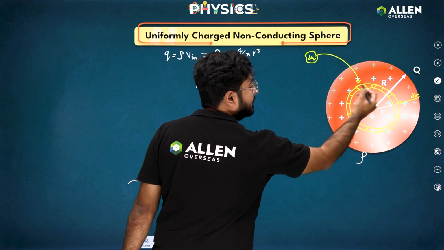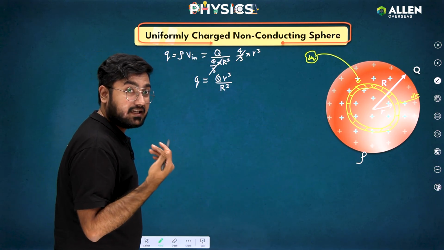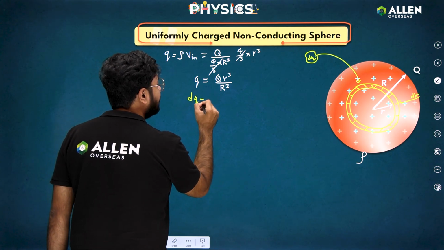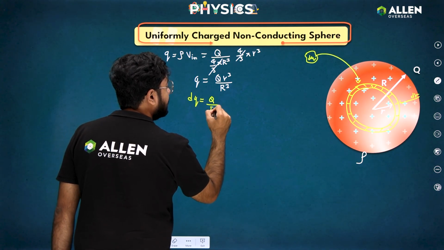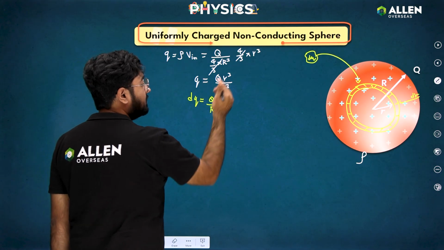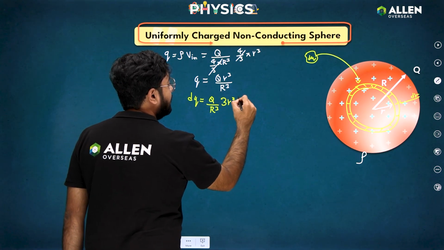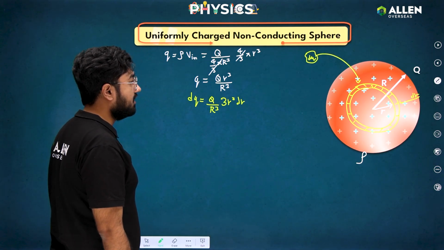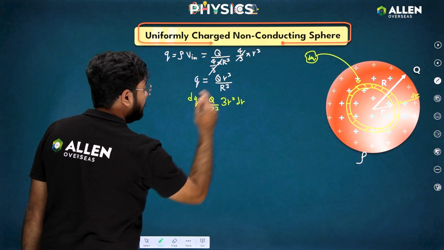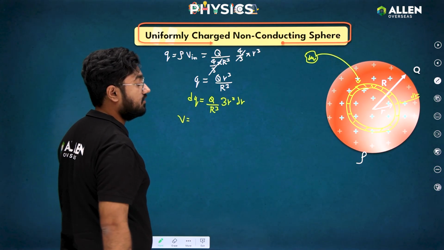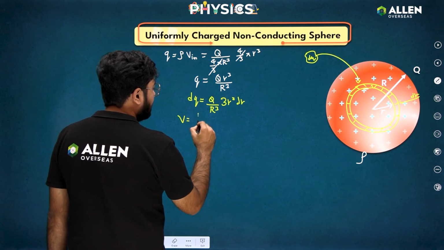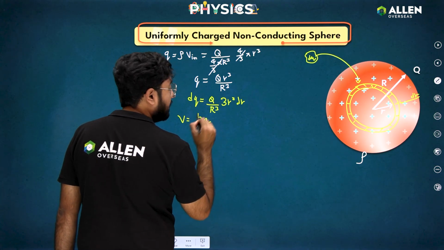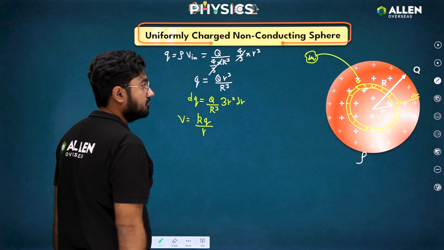You can either calculate charge on this shell, or my way, just differentiate this thing. Differentiate this thing, dq is equal to q over R cubed, that is a constant, times r cubed; differentiating gives 3r squared dr. So what will be the potential of this sphere? Potential of this sphere will be equal to kq by small r, the inner sphere.